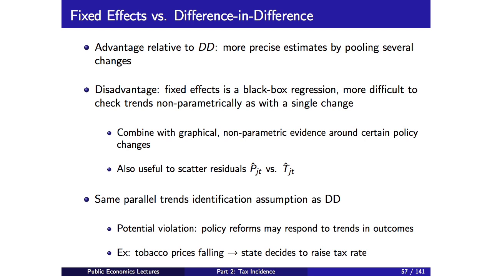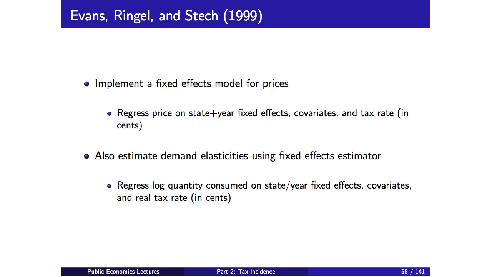Okay, so what do Evans, Ringgold, and Steck actually do, and what do they find? So they implement first a fixed effects model for prices. They regress price on state and year fixed effects, covariates, and tax rate measured in cents. Okay, this is a specific tax.